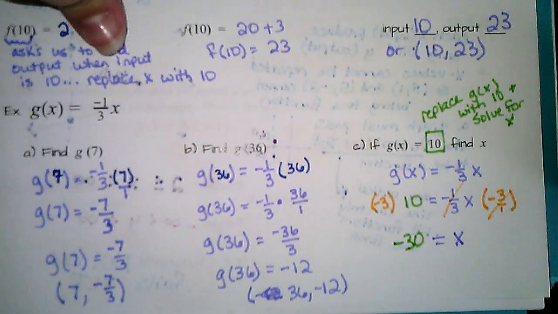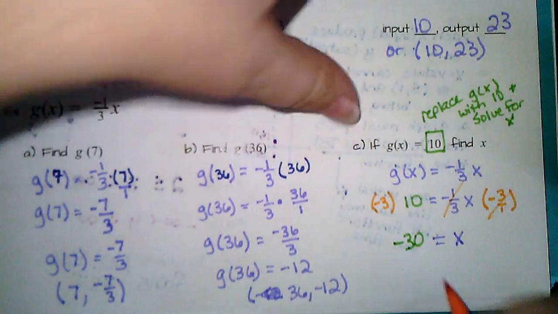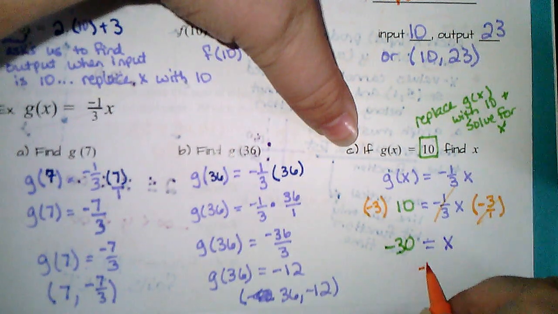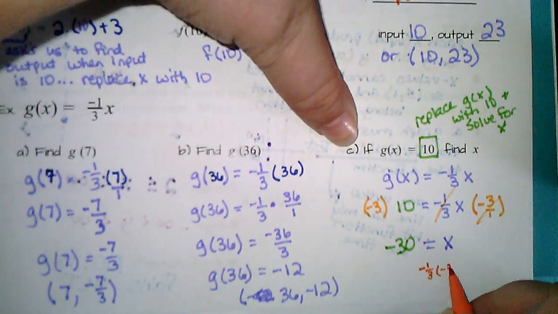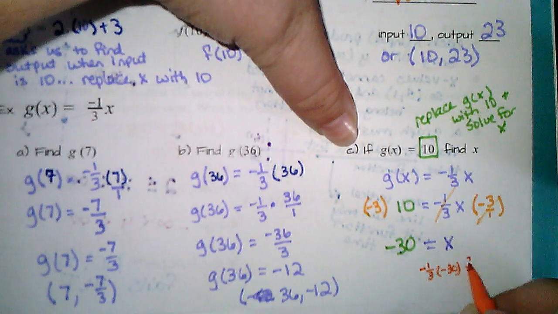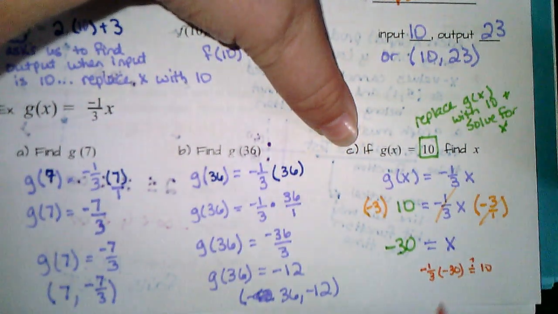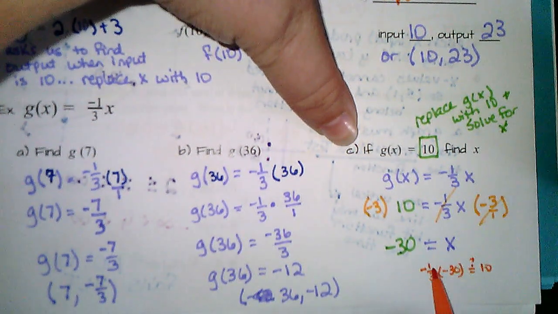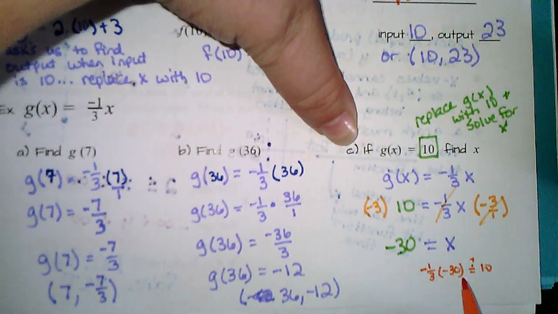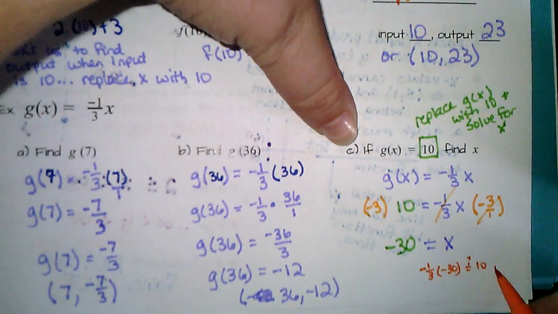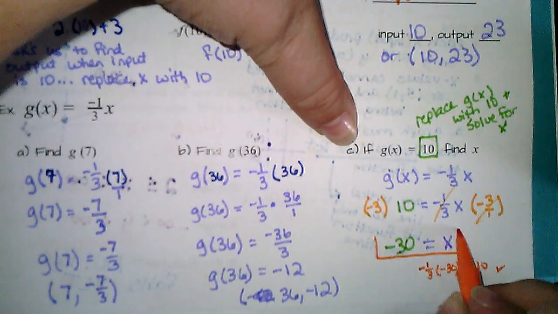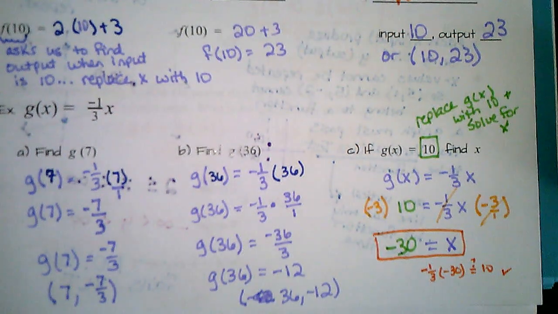So I can double check my work and make sure: if I take negative 1/3 times negative 30, does that give me 10? A negative times a negative, 1 times 30 is positive 30. 30 divided by 3 is in fact 10. Yep. So there we go. That is my answer.